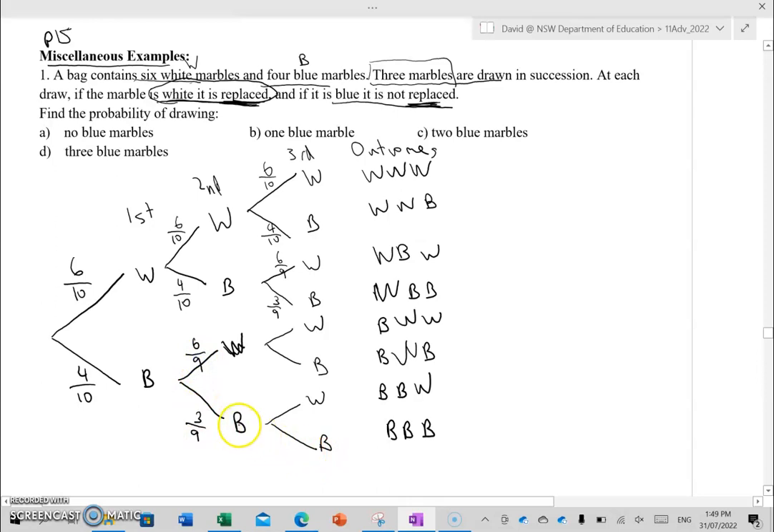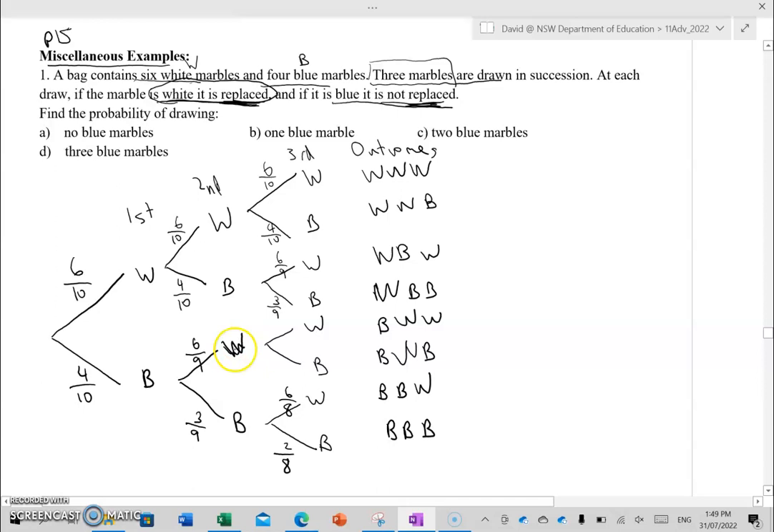Let's keep going down the bottom. So I've selected another blue. So I had 3 out of 9 blues. 3 were blue out of the 9. But remember, for blue, we're not replacing. So I've selected a blue. I chuck it away. Now I've got 2 blues left, and I'll only have 8 marbles left. So that means that must be 6 out of 8.